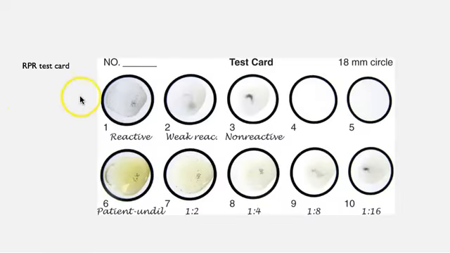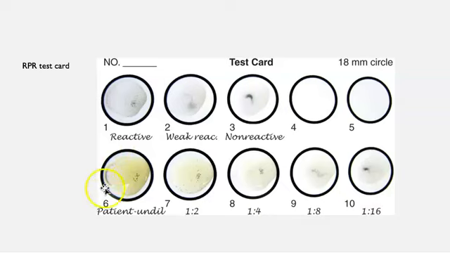And again, this is what the RPR test card looks like. So you're mixing a drop of, and this is the QC. So you've got a reactive, a weak reactive, and a non-reactive QC sample there to compare your patient samples to. This is an undiluted patient sample, and then here they're doing the titers. So they've got serial dilutions of 1 to 2, 1 to 4, 1 to 8, 1 to 16 to see how far out they're getting a positive reaction.